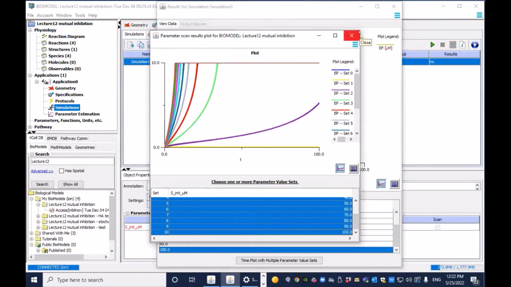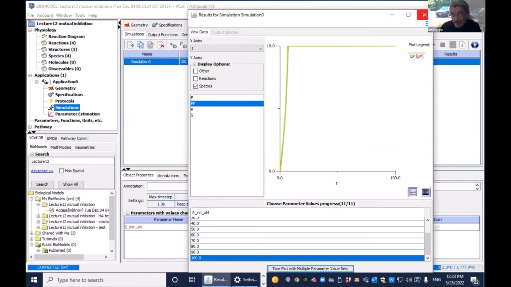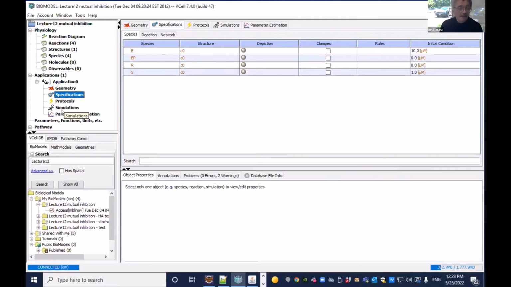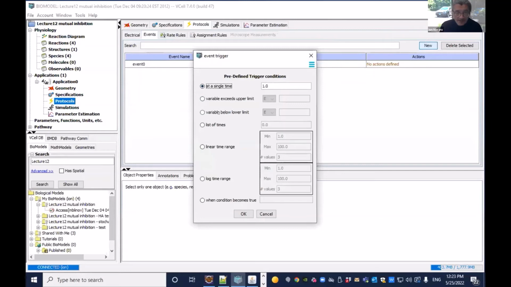So one of the main things that you may want to do during your model is change what happens during the run of a simulation. So let's try and actually see if we can increase the stimulus at a given time point. How would we do that? Well, what we can do is under protocols, we can introduce an event. And let's say at what time? Let's say in a linear time range between 10 and 100, 10 values.